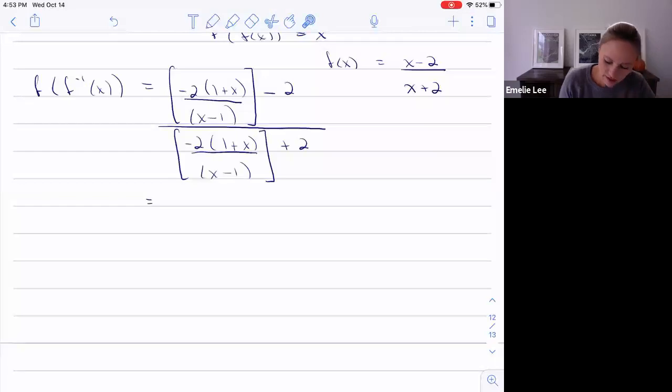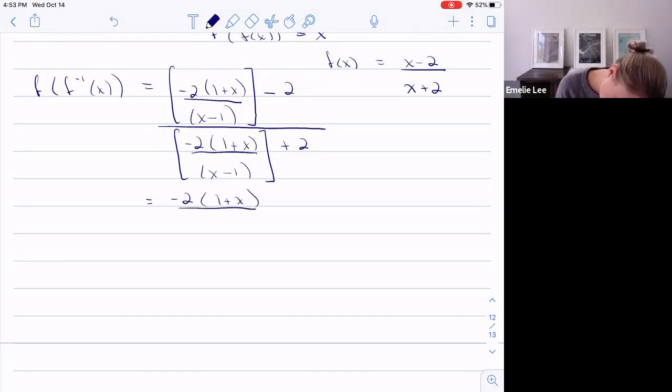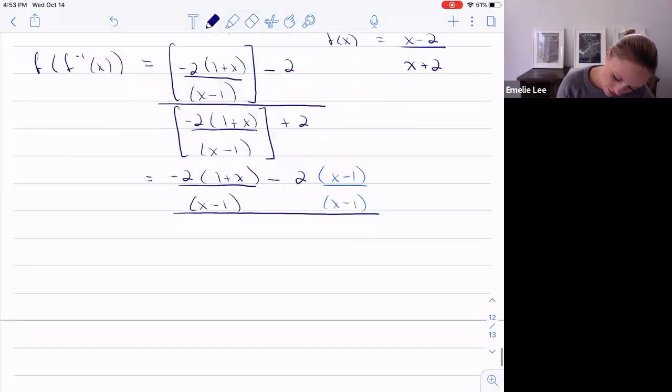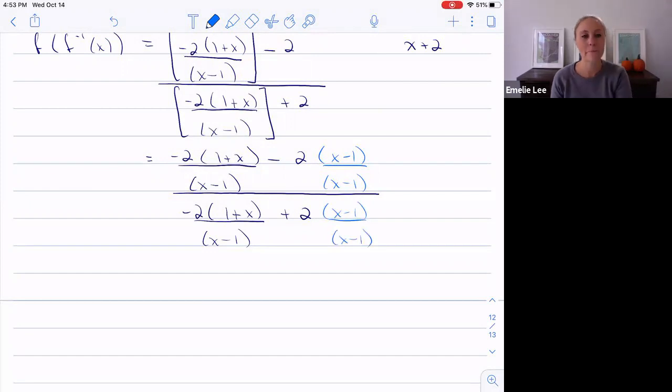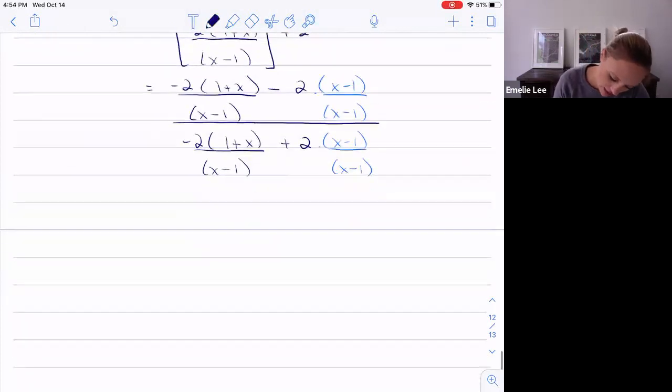We've got a fraction minus a number, so we have to have a common denominator, and that goes for both of these, so I'm going to deal with them at the same time. So I get negative 2 times 1 plus x over x minus 1 minus 2, and to find that common denominator, I need x times x minus 1 over x minus 1, all over negative 2 times 1 plus x over x minus 1 plus 2 times that common denominator again, x minus 1 over x minus 1. So I've got a common denominator here and here, so I'm going to rewrite this again as a fraction over a fraction.